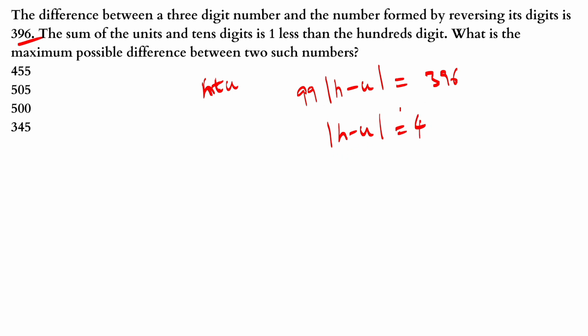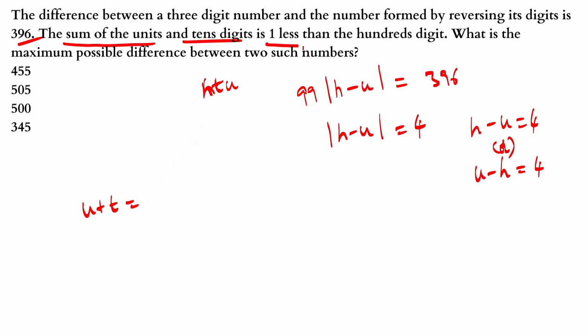Now H minus U is equal to 4. It can be H minus U equal to 4, or U minus H can be equal to 4. Either one. But here the sum of the units and tens digits, so U plus T, is 1 less than the hundreds digit. If you observe here, U plus T is equal to H minus 1.